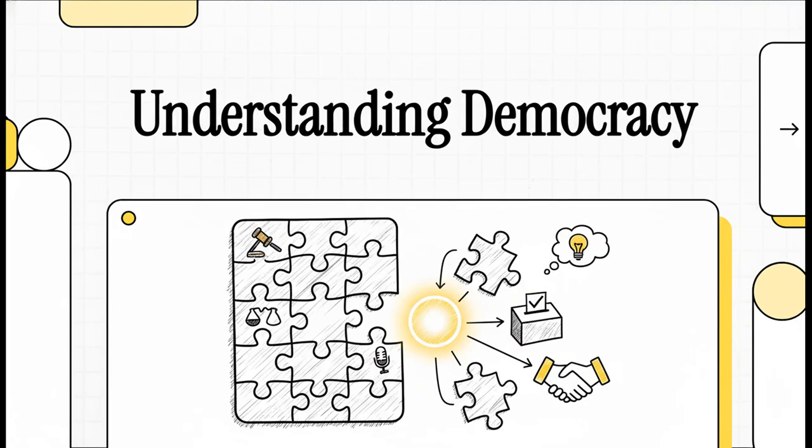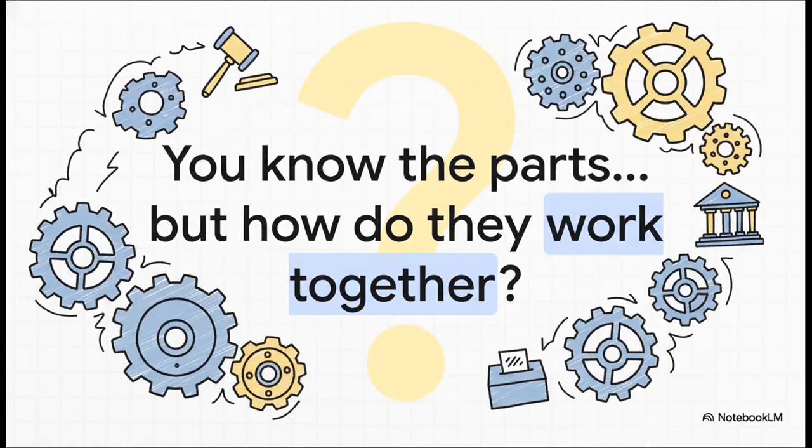Hello, students. We've all learned about the different parts of democracy, haven't we? Things like elections, citizens' rights, and the rule of law. But today, we're going to build on what you already know and put all of those pieces together to see the complete picture. You see, you have studied the features of democracy, which is great. But understanding how they all connect and form a complete, working system, well, that is the key to really mastering this topic. It's time to see how the whole machine works.